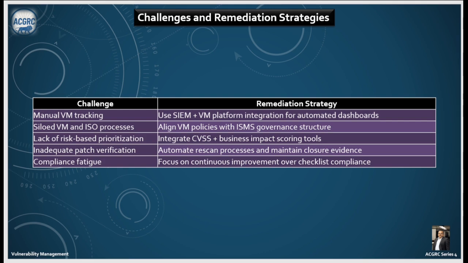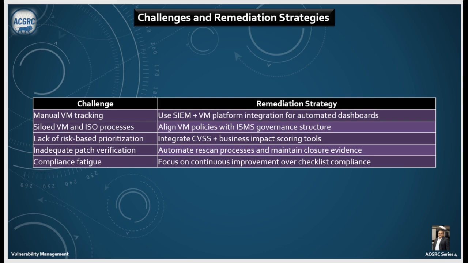From a challenge specific to vulnerability management, well, missing the scan coverage. Well, map the scan to updated asset inventory. Delayed patching due to business constraints. How do you remediate it? Well, use risk-based prioritization and compensating controls. Use those compensating controls if you can't remediate it.